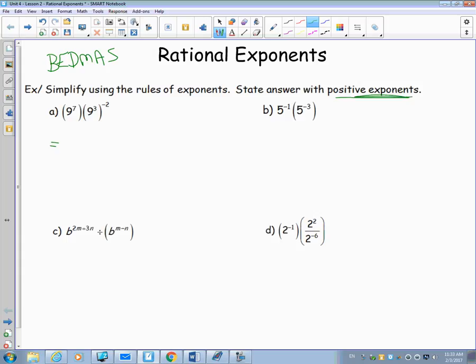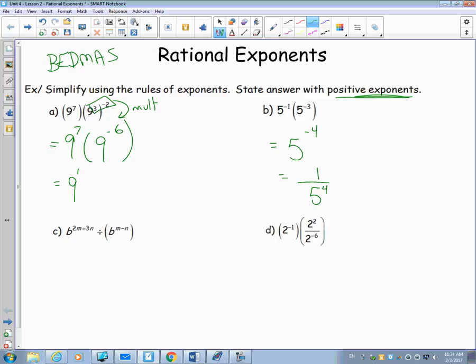So the first one, I see a power to a power, an exponent to an exponent, basically. So I need to do that first. I'm going to multiply to get that. When my bases are multiplying, I can add my exponents. So 7 plus negative 6 is 9 to the 1. It's a positive exponent, so I'm done. Next one, bases are the same when they're multiplying, so we can add. I see a negative exponent, we don't like that, so we bring it to the bottom, make sure we have something on the top, it's got to be the number 1.